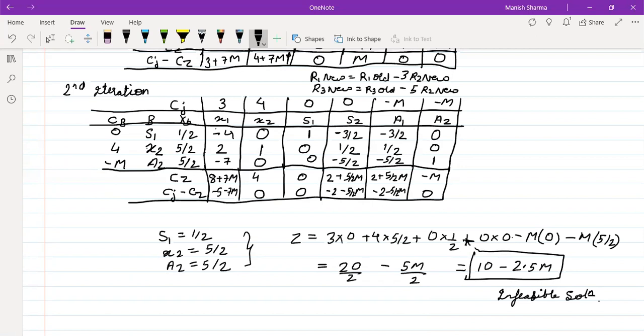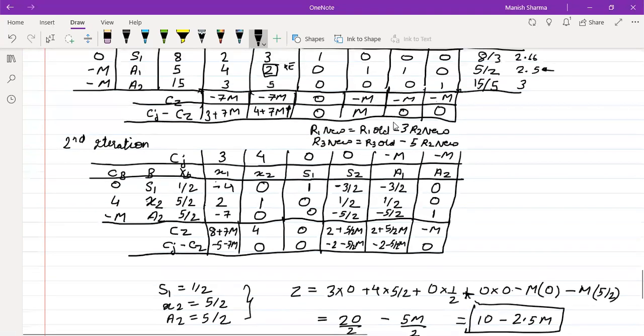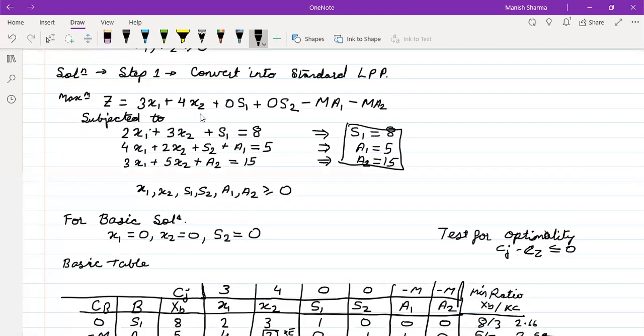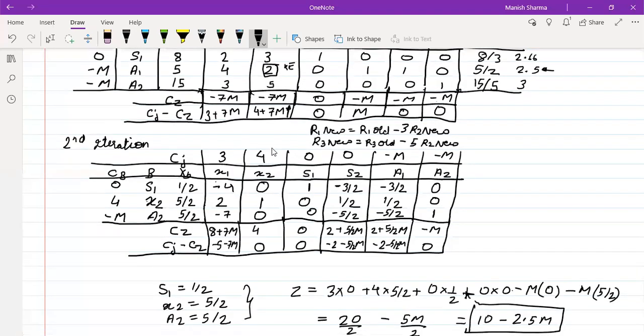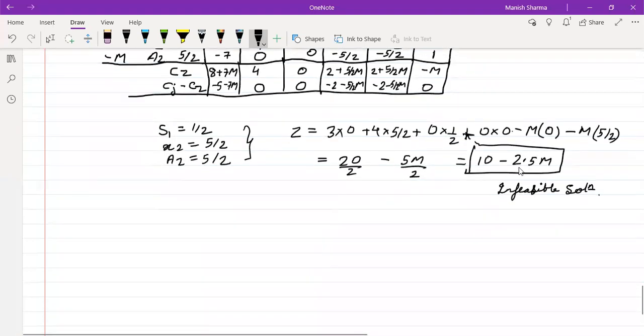Any doubts? This is the problem with the OR. Since this problem I have created by myself, I have not checked any book. I have just taken some random values and created this problem. So this problem got solved in only 2 iterations. But the reason here, since we are having one artificial variable in the basic solution, it is known as infeasible solution. Otherwise, if we had got this artificial variable out, then this would have been a feasible solution.